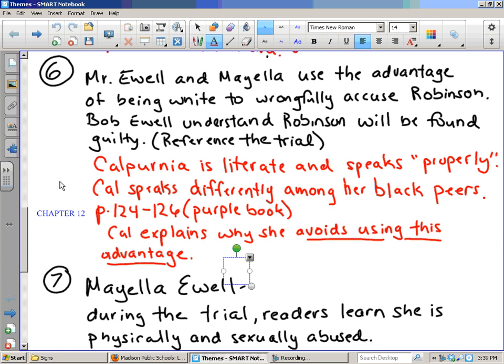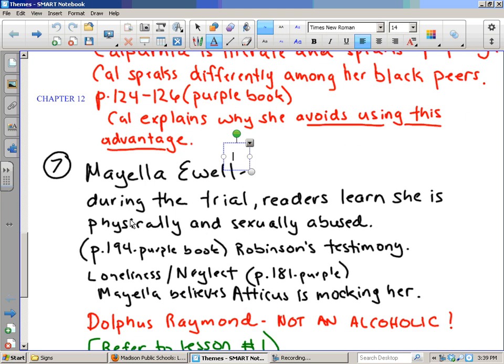Another great example actually occurs in chapter 12 when Calpurnia brings the children to the First Purchase Baptist Church. Here we see that although Calpurnia is literate and speaks, quote-unquote, properly, Cal does not like using this advantage over her black peers. There's a wonderful quote on pages 124 to 126 in the purple book. You'll have to find it yourselves if you have the tan book, where Calpurnia explains why she doesn't use this advantage.